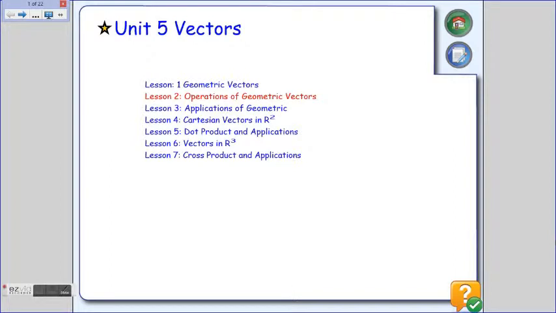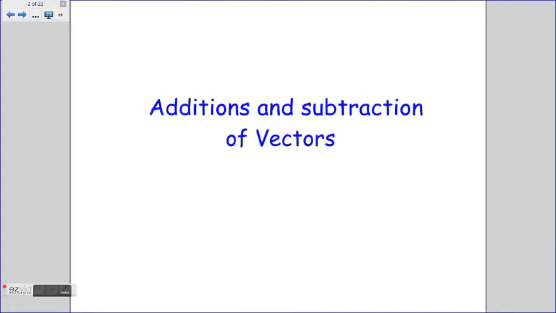Welcome to today's lesson. We are on Unit 5 Vectors, Lesson 2, Operations of Geometric Vectors. First, let's take a look at addition and subtraction of vectors.